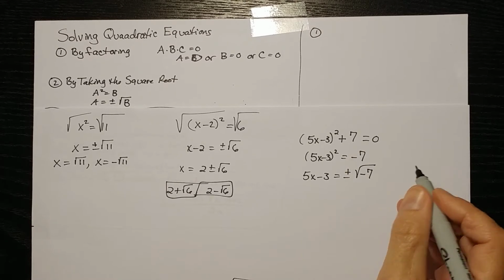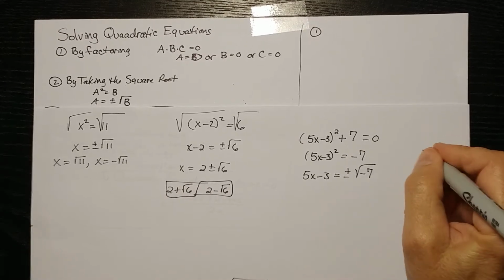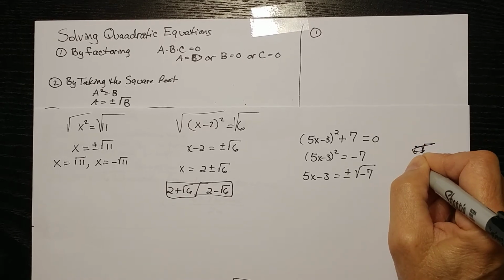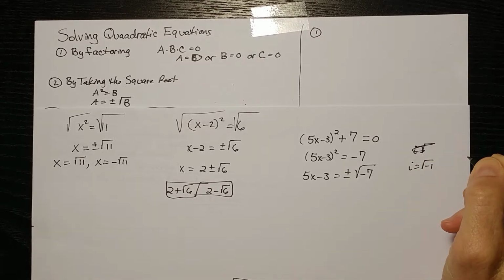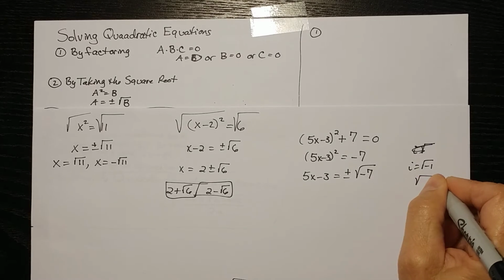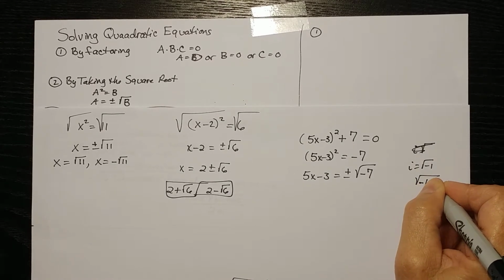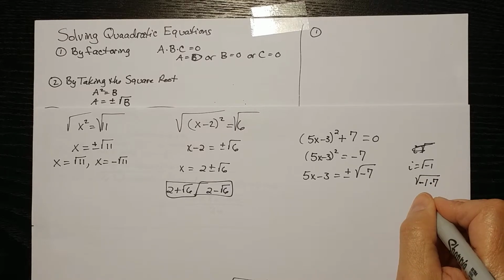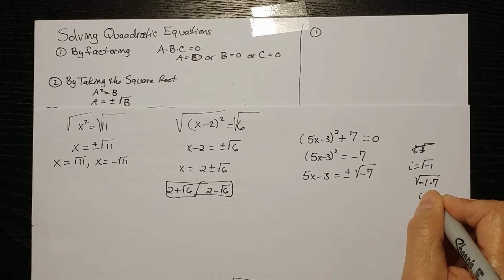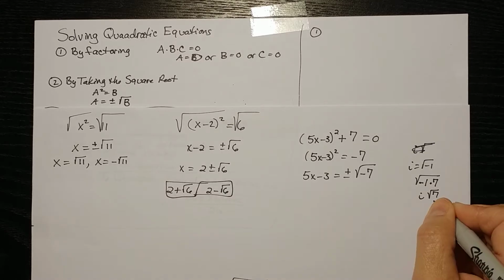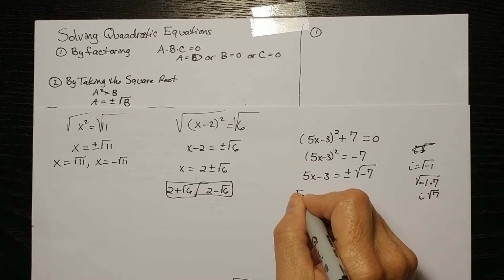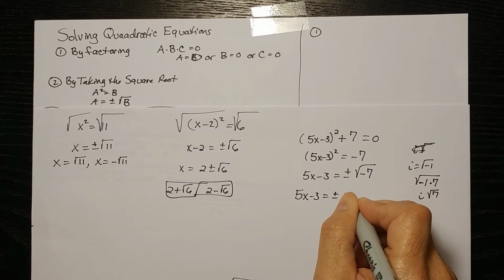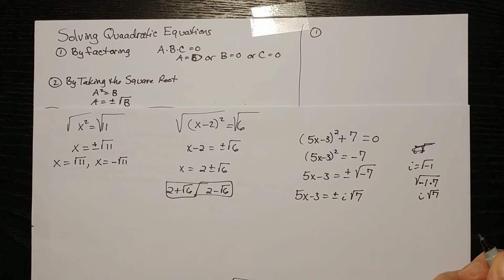Now what we come across is a negative under a square root, but the imaginary number i is defined to be the square root of negative 1. So we would consider the square root of negative 7 as the square root of negative 1 times 7, and we could simplify this by taking the square root of the negative 1, turns into an i, and leaving the square root of 7. So this ends up being 5x minus 3 is equal to plus or minus i times the square root of 7.